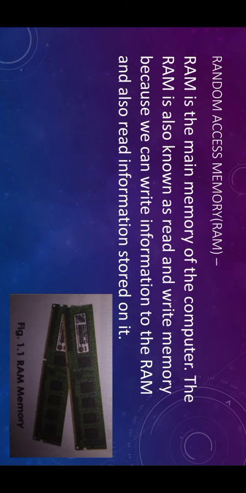RAM is the main memory of the computer. The RAM is also known as read and write memory because we can write information to the RAM and also read information stored on it. This memory saves instructions given to the computer after turning it on, such as printing a document, opening a browser, etc. All these are input commands, children. RAM also saves temporary data such as the results to be displayed or text written. This information is lost if you turn off the computer and can be accessed later from the hard disk.